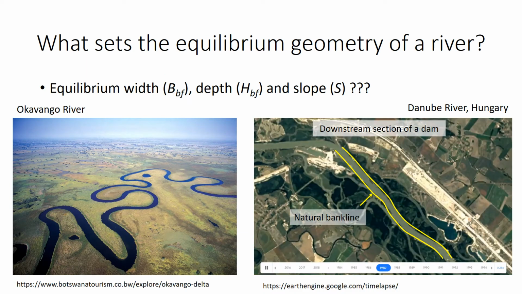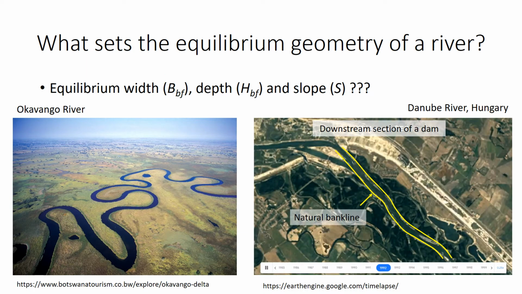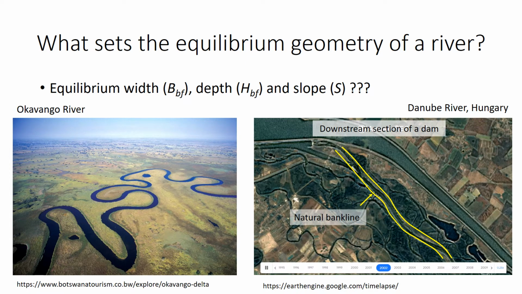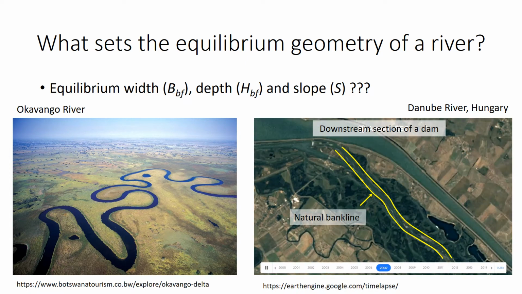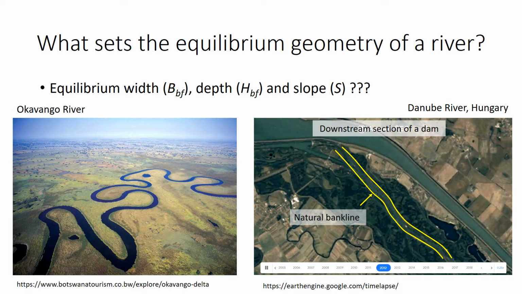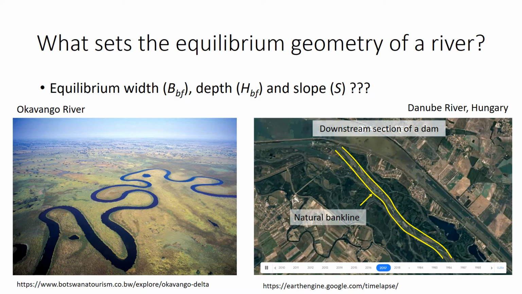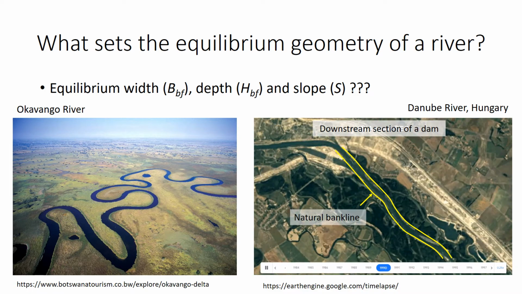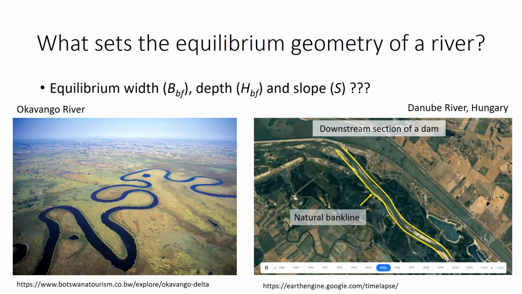Usually the main question in river morphodynamics is what will be the expected equilibrium channel geometry. And this means what will be the width, the depth, and the slope of a given river section. To examine this, it must be known what sets the river geometry.